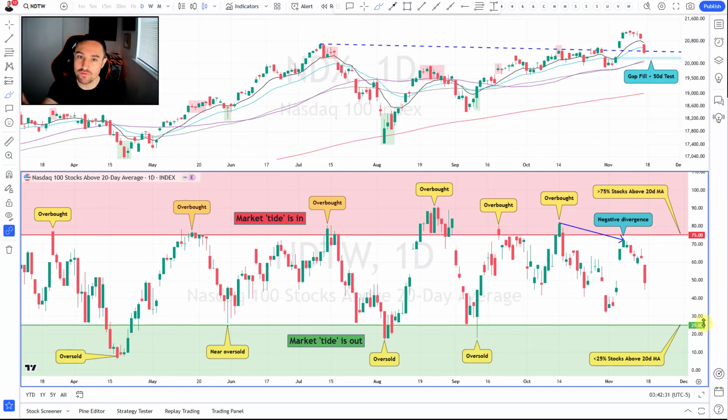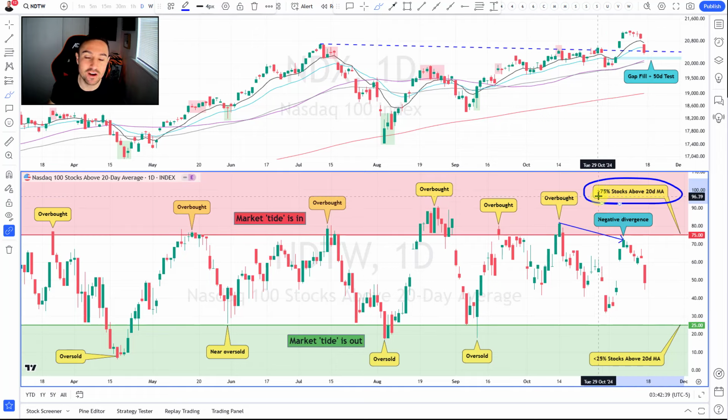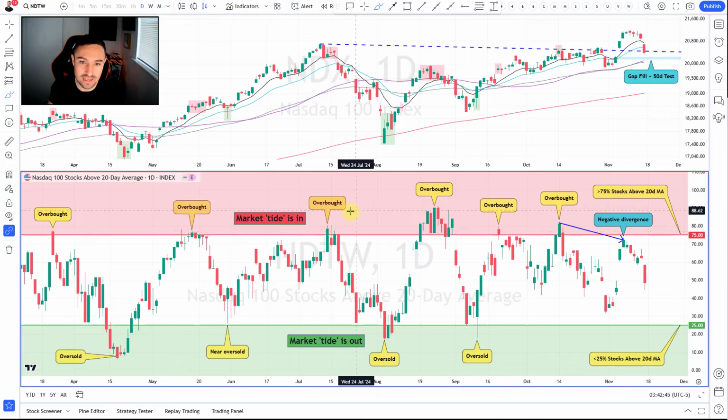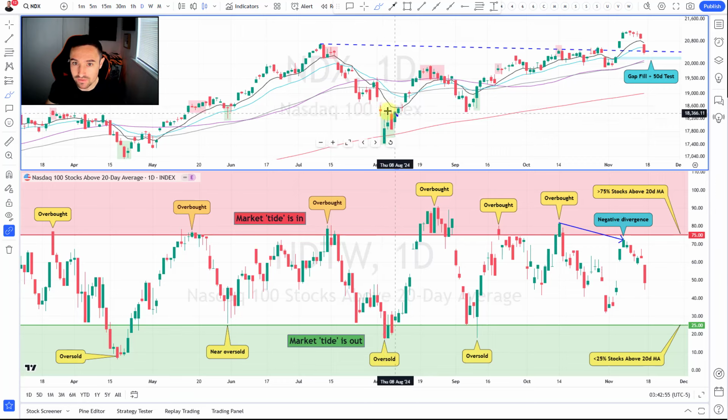So how do the overbought and oversold readings actually come about for NDTW? When you have an overbought reading, it means greater than 75% of the stocks in the NASDAQ 100 index are above their 20-day moving average, such as you can see in here, in here, in here, and we'll come on to how I use this on a day-to-day basis. For oversold readings, such as down here, such as down here, you can see I've tried to line them up with these green and red zones as well, just to indicate on the chart where the overbought and oversold readings are.